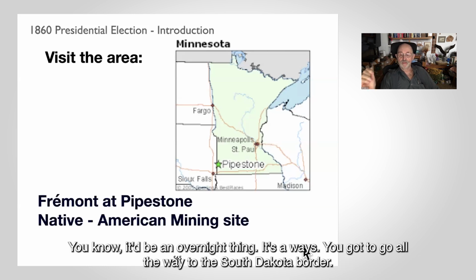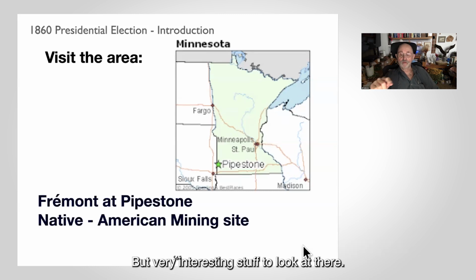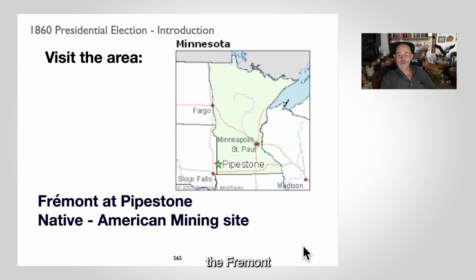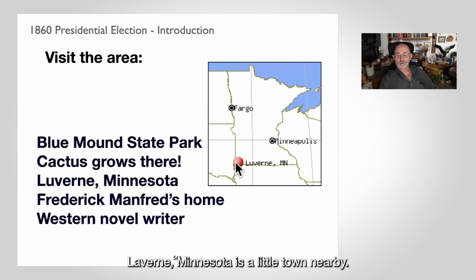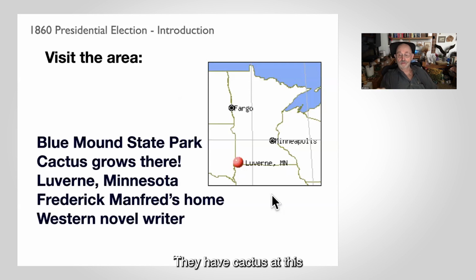It'd be an overnight thing. It's a ways. You got to go all the way to the South Dakota border, but very interesting stuff to look at there. The Fremont layover there during an exploring expedition, the mining of pipestone, etc. Laverne, Minnesota is a little town nearby. They have cactus at this state and national monument.